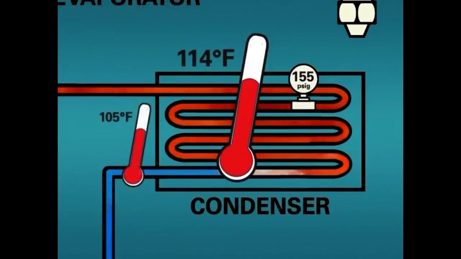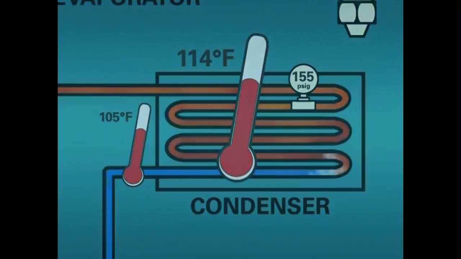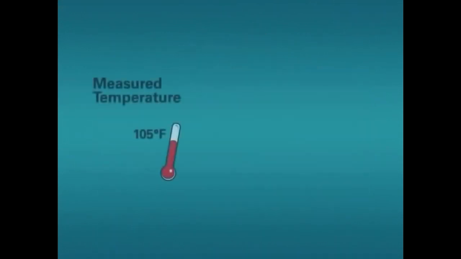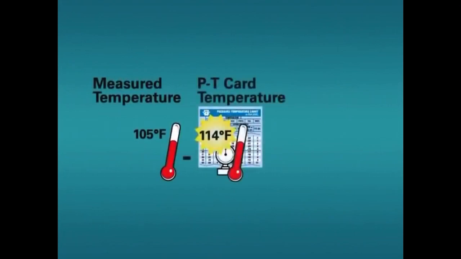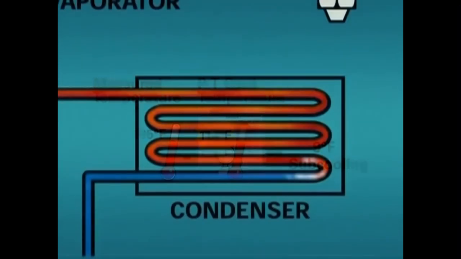However, our actual measured temperature in this case is 105 degrees Fahrenheit. Because this temperature is lower than our saturated temperature, we know the refrigerant at this point is subcooled liquid. To determine the amount of subcooling, simply take the difference between the measured temperature and the saturated temperature indicated by the PT card. In this case, the difference between 114 degrees Fahrenheit and 105 degrees Fahrenheit is 9 degrees Fahrenheit.